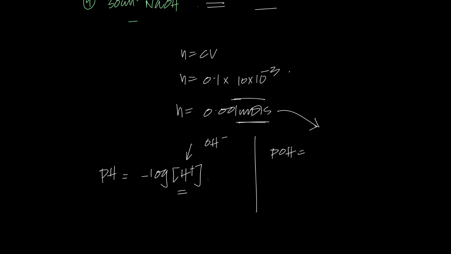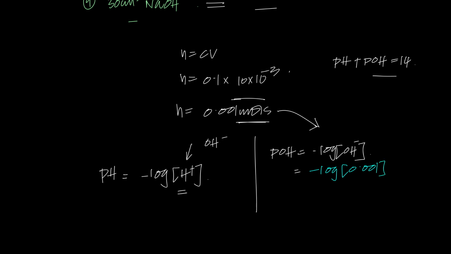For basic solutions, you actually end up finding pOH, and pOH plus pH gives you 14, right? If you take pH and add it to pOH, it is equal to 14. I remember in the last couple of classes, I literally talked about this. So pOH is the negative log of OH minus ions, right? And so how many OH minus ions do you guys have? 0.001. And what do you get?